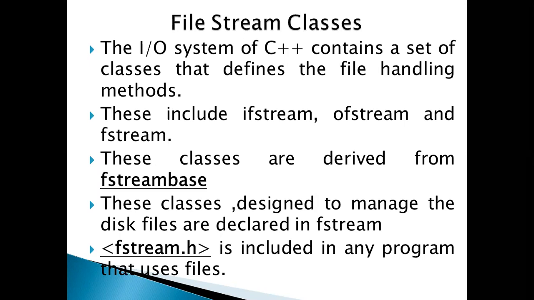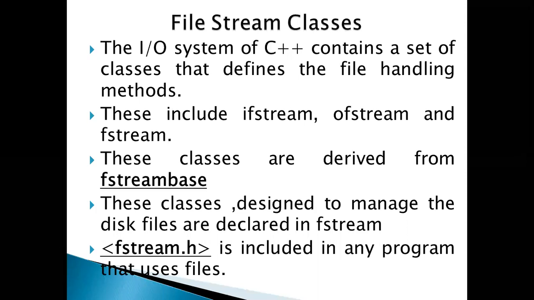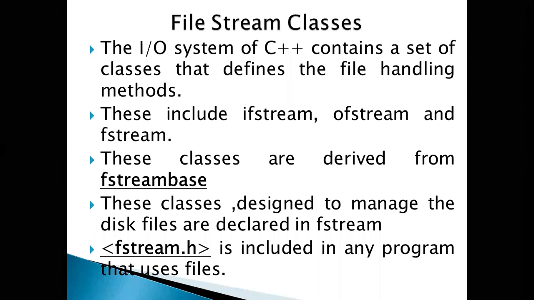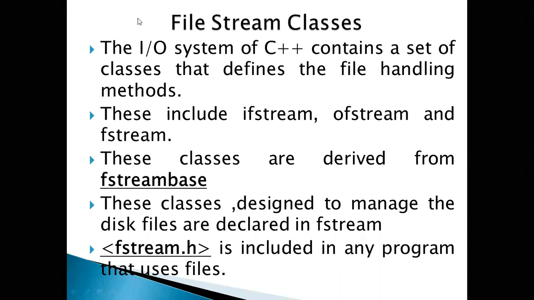I repeat, if you are going to deal with input, some reading from a file, you would require the usage of the ifstream class. If you are dealing with storing data into a file, the ofstream class. And if you want to do both these tasks simultaneously, you would require the fstream class. These three classes are derived from the fstreambase. You know the concept of inheritance, right? So they are deriving their attributes and functions from the class fstreambase. If you need to work with these classes, you need to include this file fstream.h into your program. Yes, Manpreet?